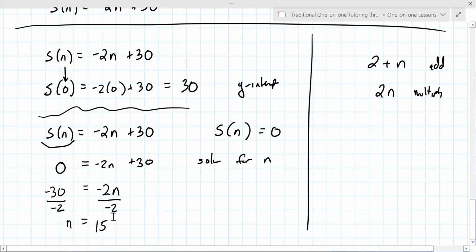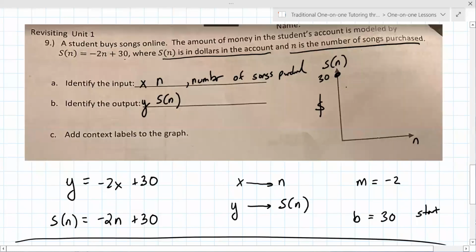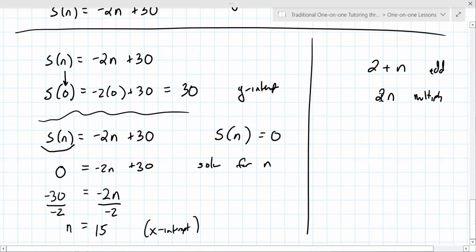But you should get n equals 15. That is your x-intercept, but it's really your n-intercept because you're using n, not x. And you might want to get that down, but there it is, 15 comma 0. Boom, there's your line. And how do you know if it's multiplication or division? Here's division. Little fraction bar gives it away.